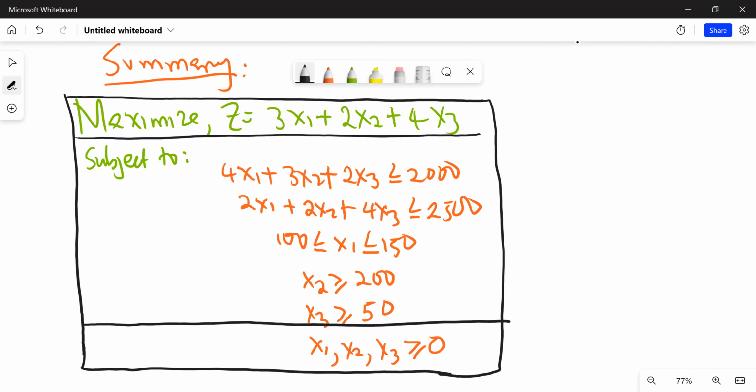So after you do this, basically the other step is to solve it. Once you have the model, the next thing is to solve it. And once you solve the model, you look for the optimal solution, which you'll be doing a little bit later. Okay, any question there?